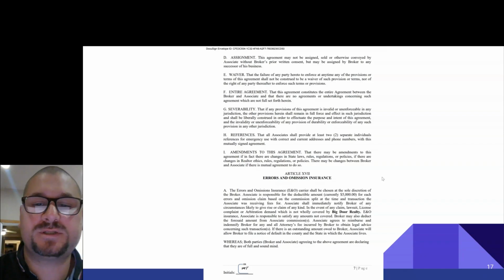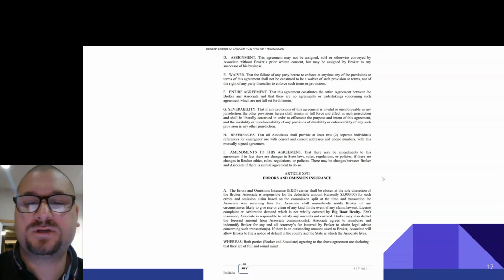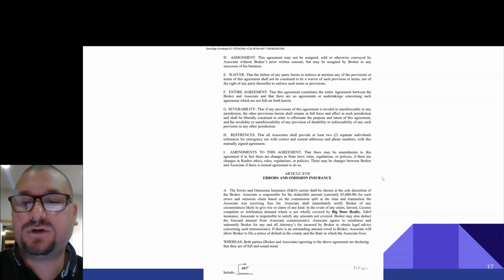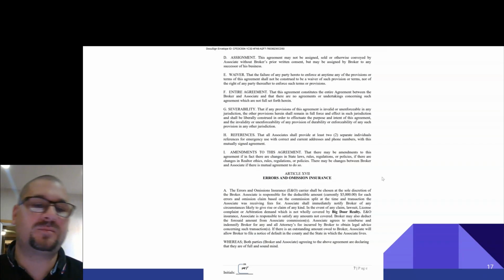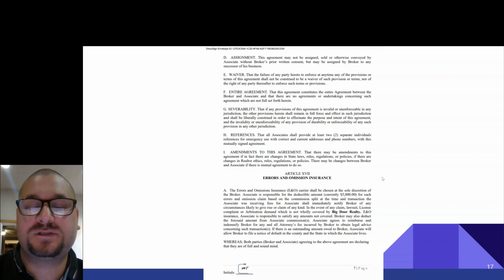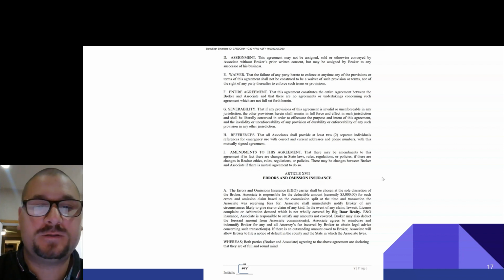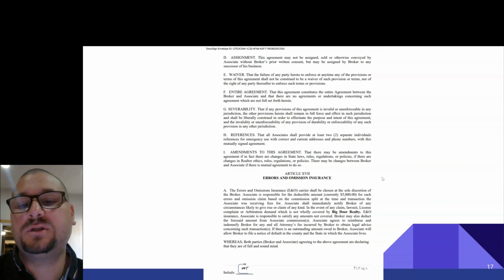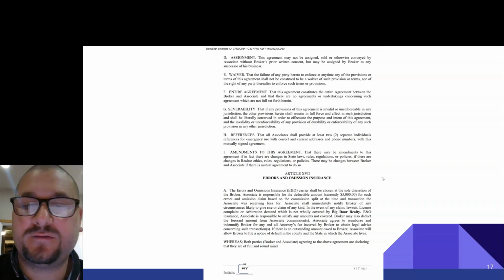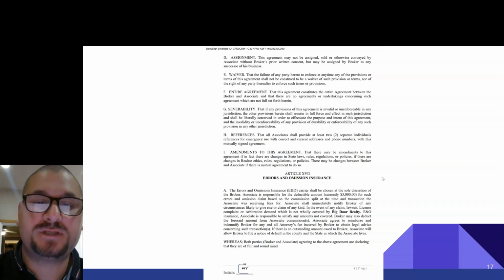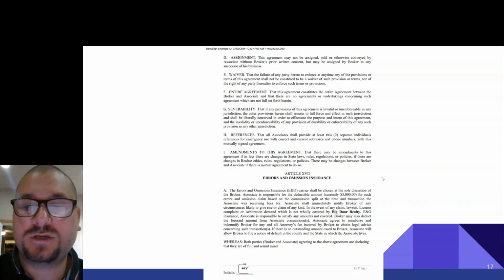Article 18, Errors and Omissions Insurance. The errors and omissions insurance carrier shall be chosen at the sole discretion of the broker. So at the sole discretion of the broker, they can pick who's going to carry the errors and omissions insurance. Associate is responsible for the deductible amount. Currently, it's $5,000 for each error and omission claim, based on the commission split at the time and the transaction the associate was receiving fees for.